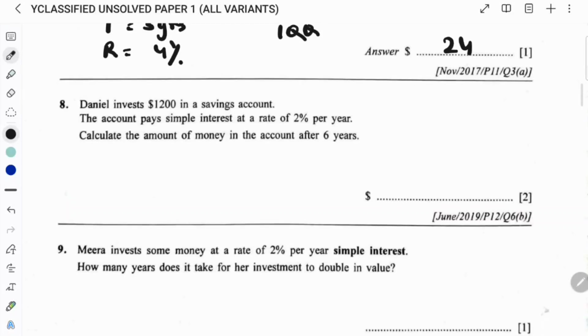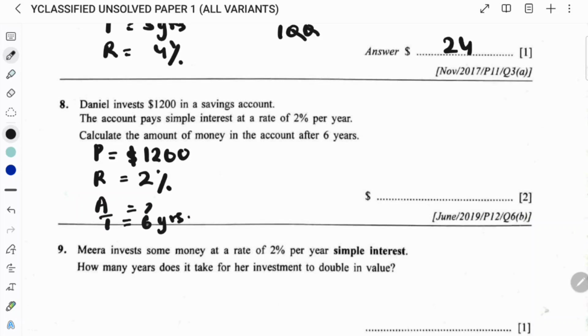Okay, question number 8. In question number 8, we have Daniel invests 1200. So the principal, either borrow or invest, is the main amount, the original amount, which is the 1200. Sometimes they use the words sum of money, that is also the principal. The account pays simple interest at the rate of 2%. It means the rate is 2%. Calculate the amount. Amount is required and the time period is given, which is 6 years. First of all, we find out the interest and then add it to the principal to get the amount.